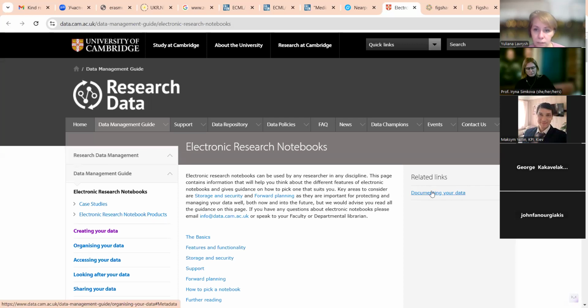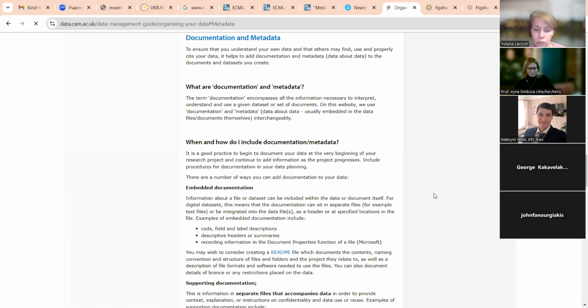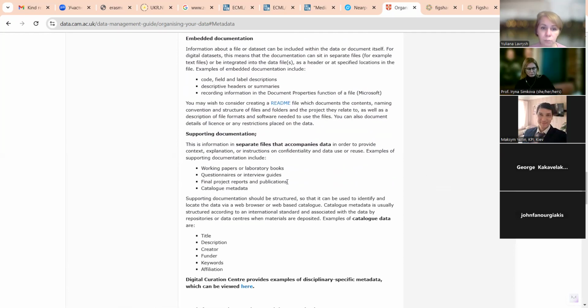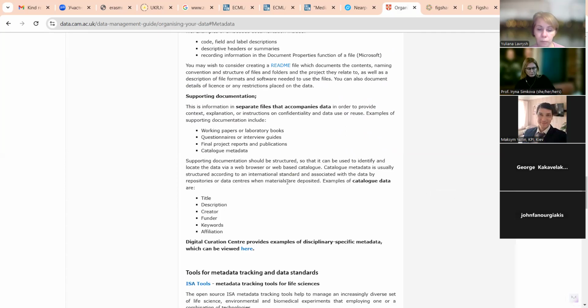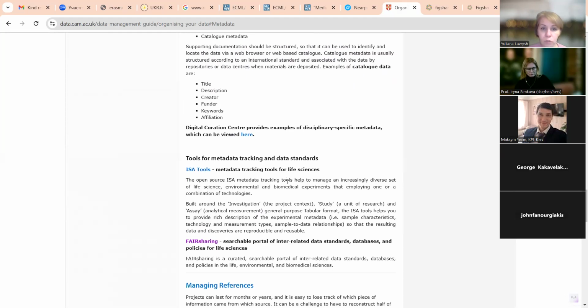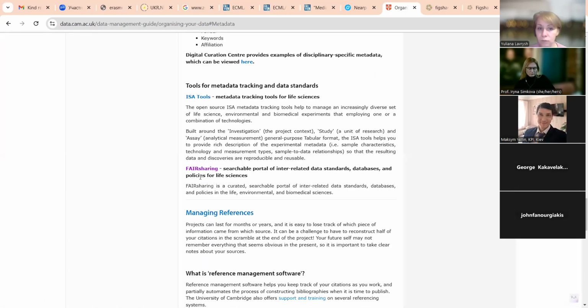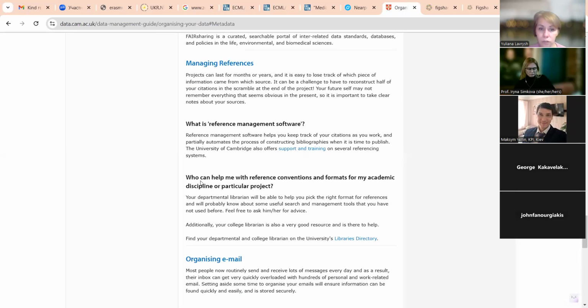And here is a tip: documenting your data, how to do it. What is a README file, how to develop it, how to design it, supporting documentation, which should be about metadata, which you should follow and complete, and some tools for metadata tracking. We've today visited this site, FAIR sharing, and how to manage references.